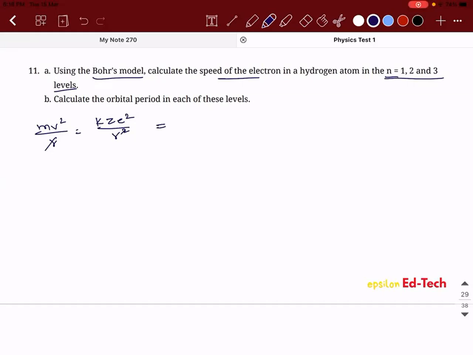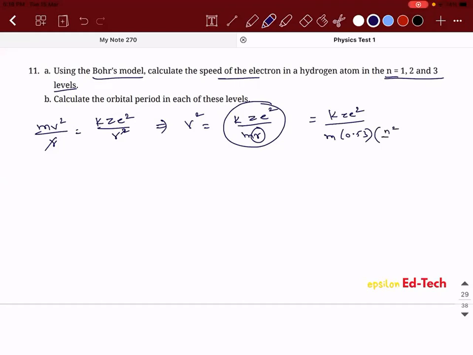Right? So which implies v square is equal to kZe square divided by mr. Are you guys able to understand what I did? Yes, sir. Right. So what is the formula for r, guys? It is kZe square divided by m into r, which is 0.53 into n square divided by Z.